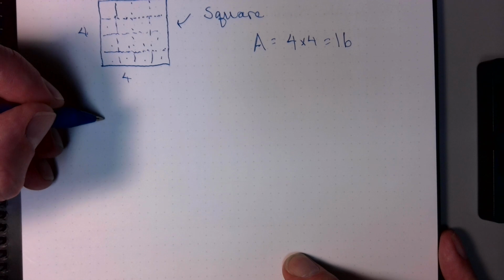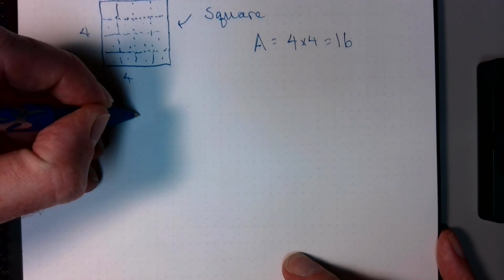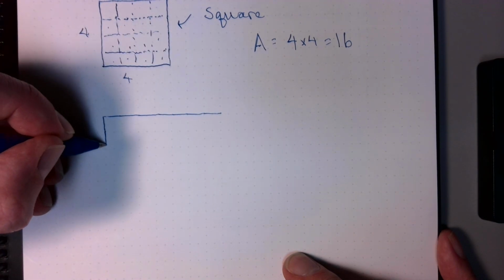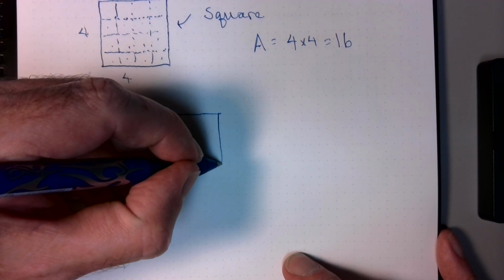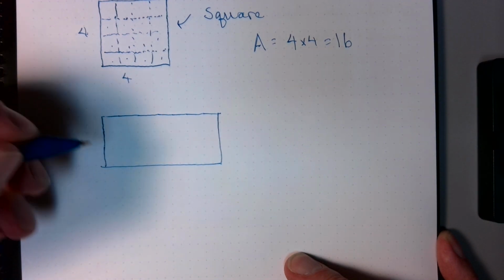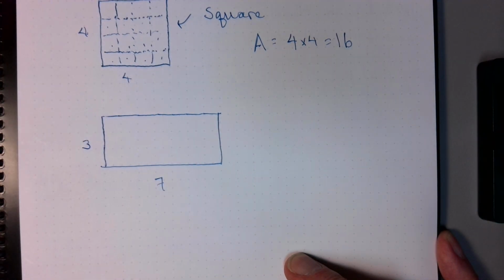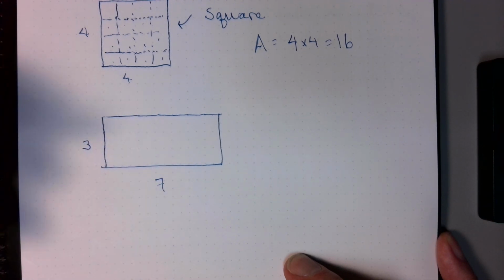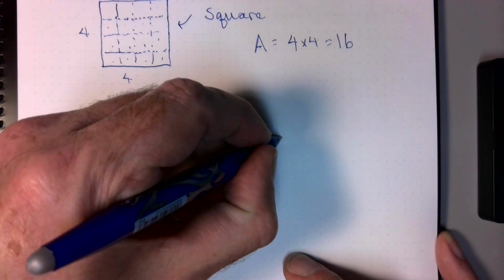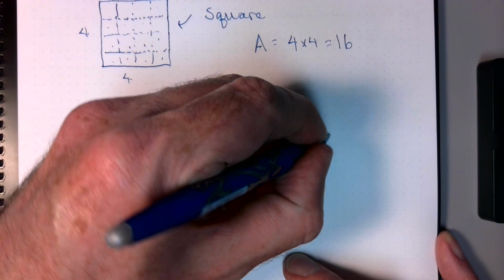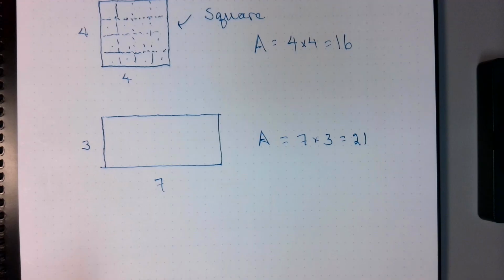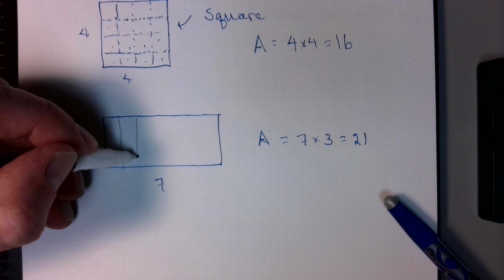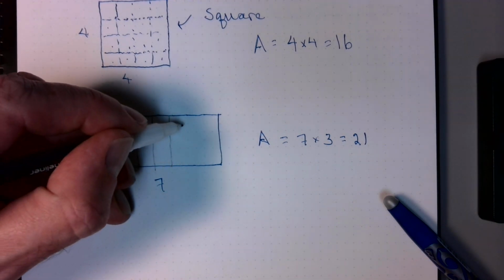And this would work the same for rectangles, for example. Let's say 7 by 3. 3 units high, 7 units wide. Okay, I could do the same thing and divide this up into unit squares. But I bet if I did that, I would get 21. I'll just go and do it for funsies.